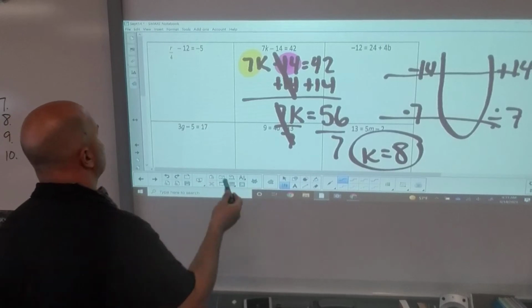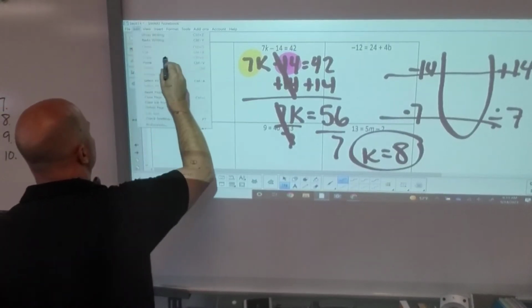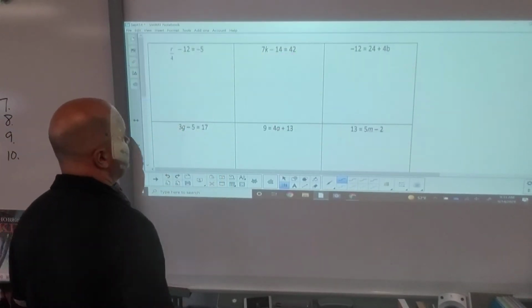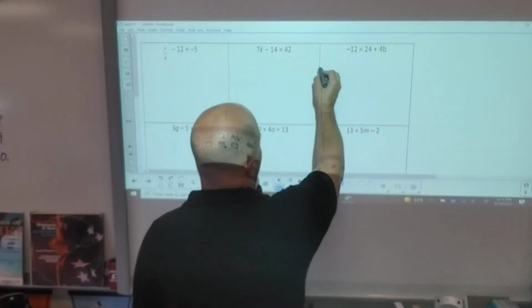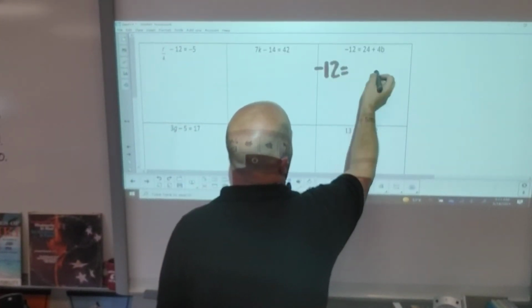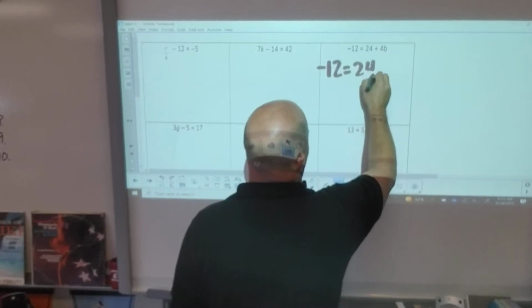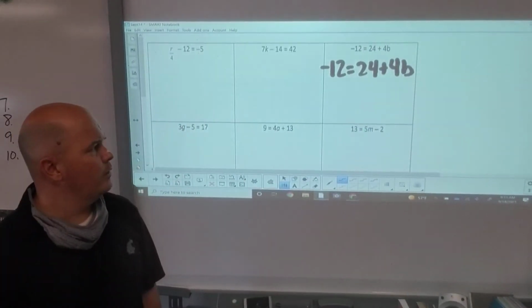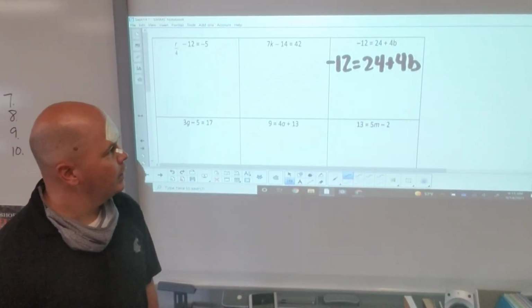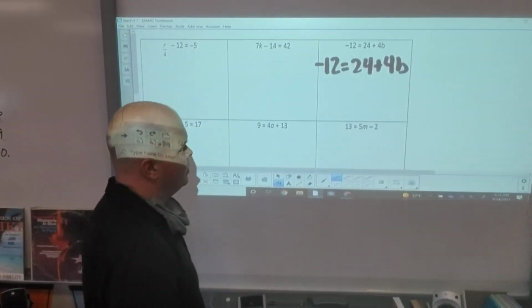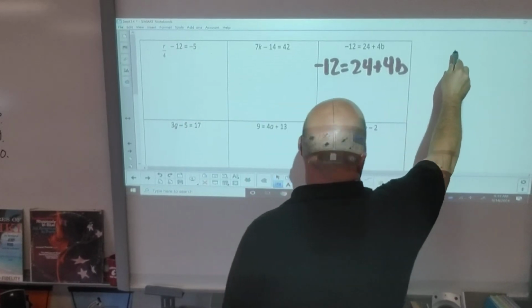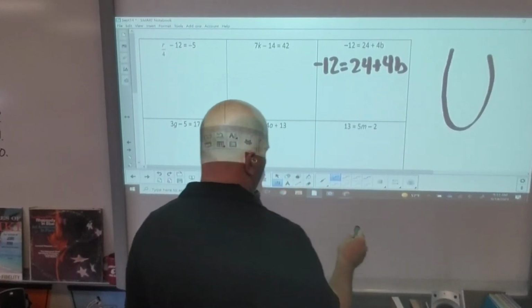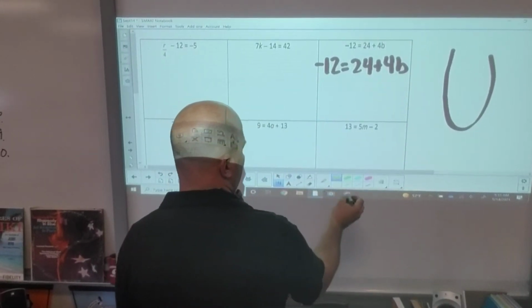So let's move over to the next one real quick. Let me do this way so it's a little bit easier. Okay, here I'm going to rewrite this as negative 12 equals 24 plus 4b. Okay, so I'm looking at negative 12 equals 24 plus 4b. What I need to do is make a do-undo chart. If I look at what's happening, do it and get my highlighter out.